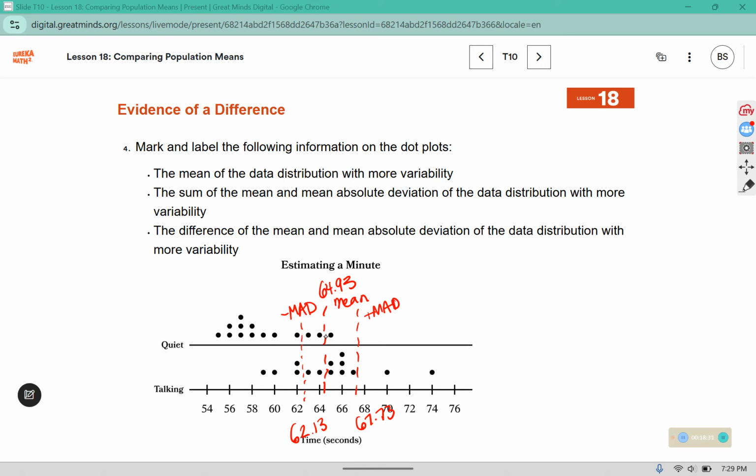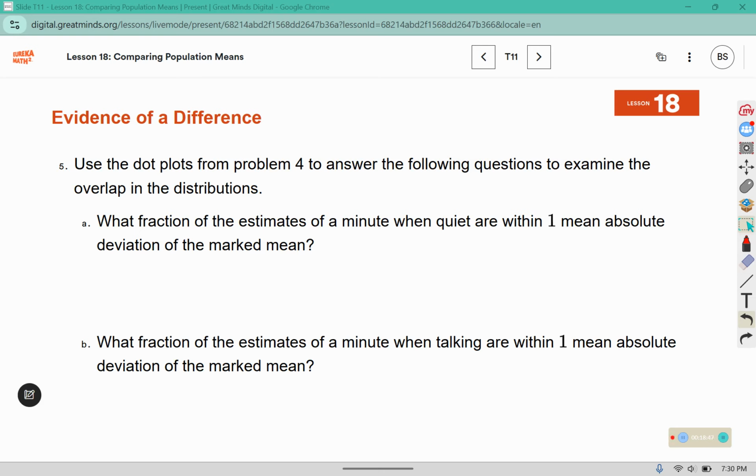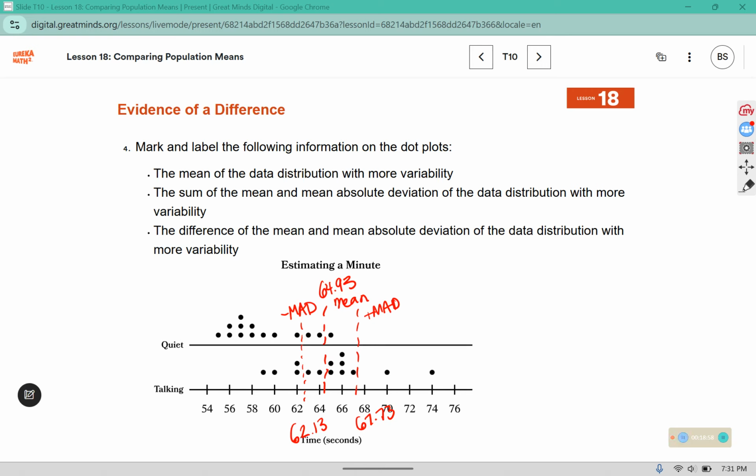We have 1, 2, 3 inside the deviation out of 4, 5, 6, 7, 8, 9, 10, 11, 12, 13, 14 points. So 3 out of 14. What fraction of the estimates of a minute when talking are within one mean absolute deviation of the marked mean? Here in the talking, there's 1, 2, 3, 4, 5, 6, 7, 8 of the points within one mean absolute deviation out of 9, 10, 11, 12, 13, 14.